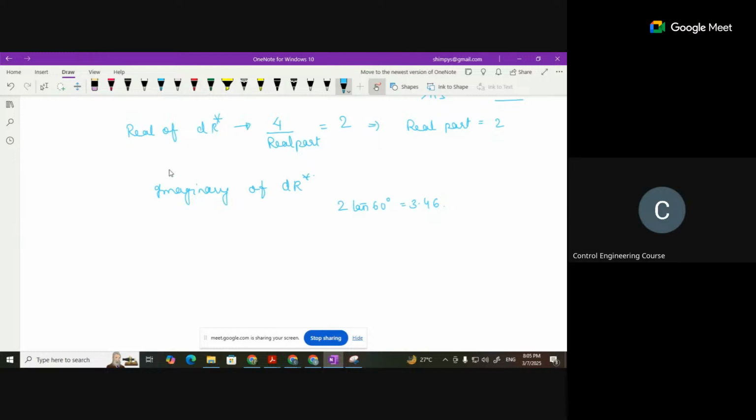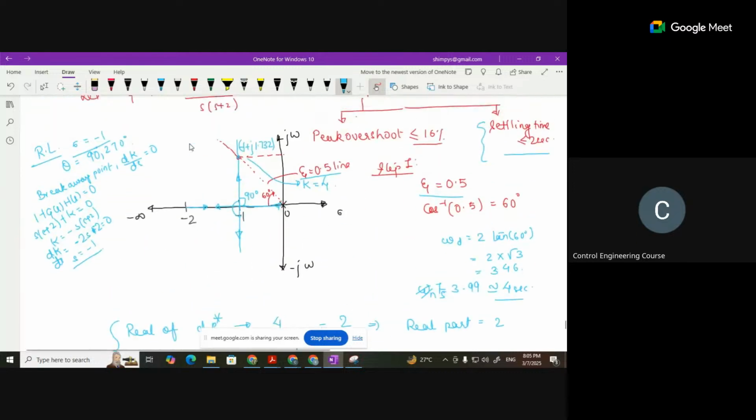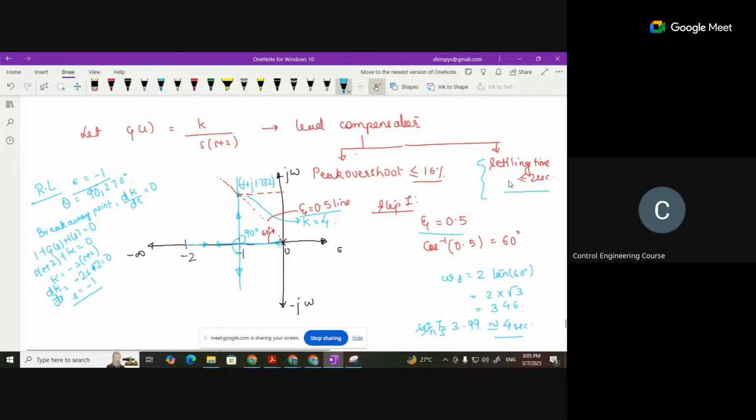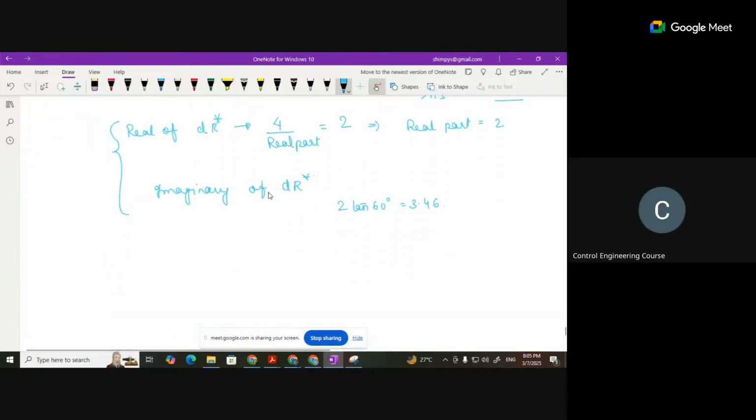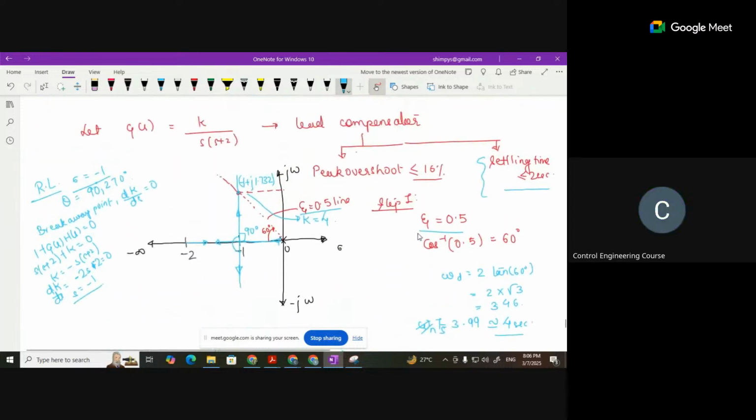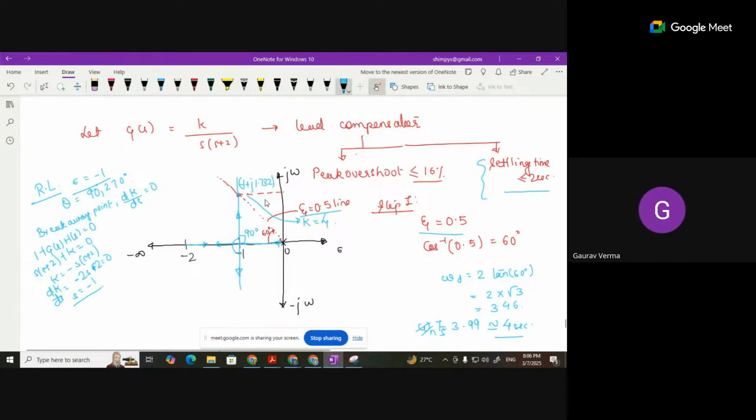Once again, I'm repeating. If you want the expression behind the calculation of this, we can discuss it in the next class. If we are given the specification for the settling time and we are not meeting it with the dominant roots obtained from the root locus, then we have to use these formulae: the real part of dr we can calculate by this, and the imaginary part of dr we can calculate by this. Do you get a little bit? Not sure how we arrived at the value of 2 for the real part of the dominant root.